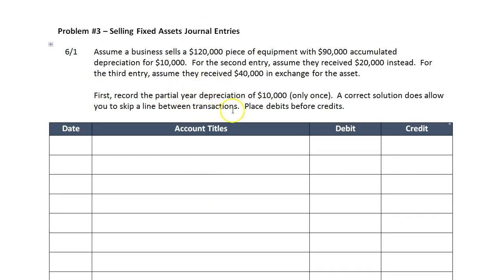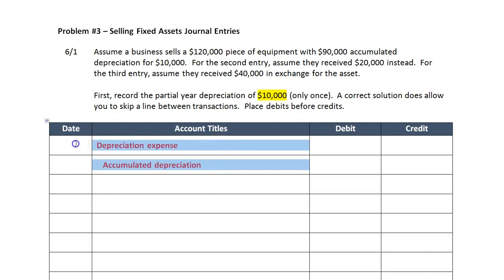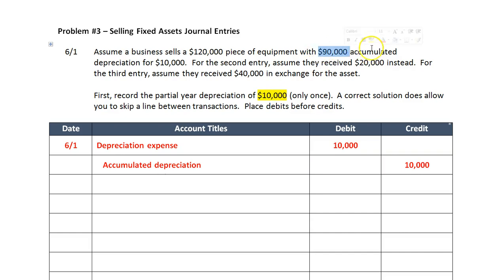Alright, selling fixed asset journal entries. This one's going to have an additional trick to it than what you saw on the quiz. The major difference here is we're going to record a partial year depreciation of 10,000. So you just need to remember the two accounts for depreciation are depreciation expense and accumulated depreciation. Alright, after you're done with that, what I'd recommend doing is going back up here with the 90,000, crossing it out, and changing it to 100,000 because it's going to have effectively 100,000 accumulated depreciation after we record 10,000 more of accumulated depreciation right here.